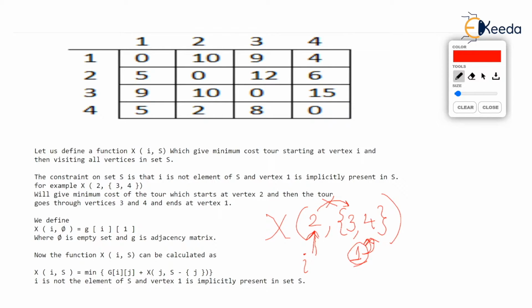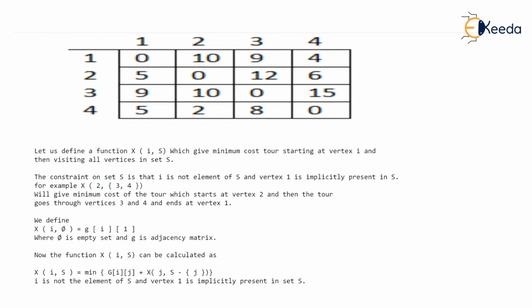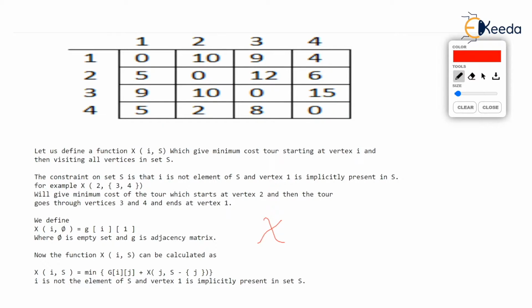Just as another example, suppose I write this function X with two parameters again. The first parameter is 3. What that means is i is 3, i is the vertex.